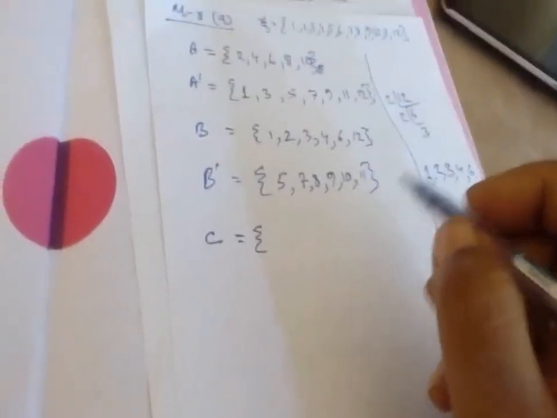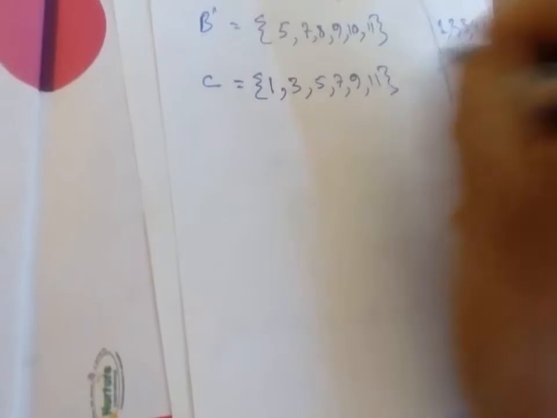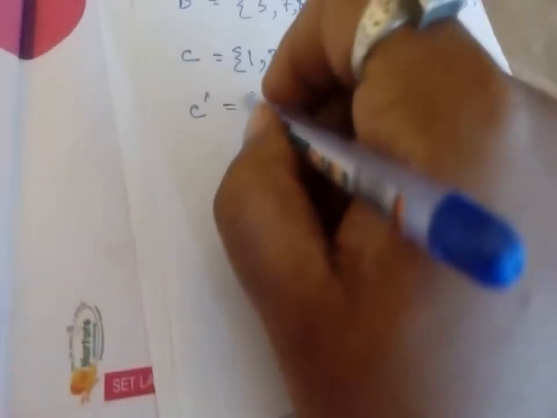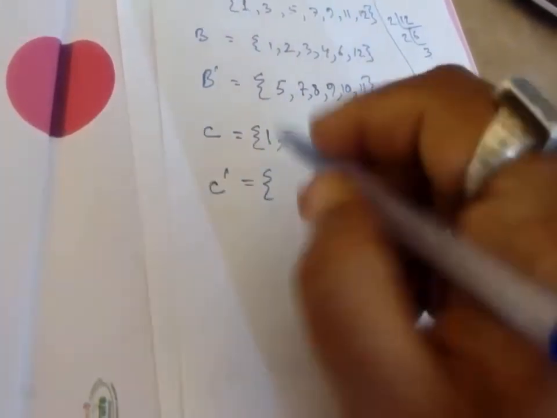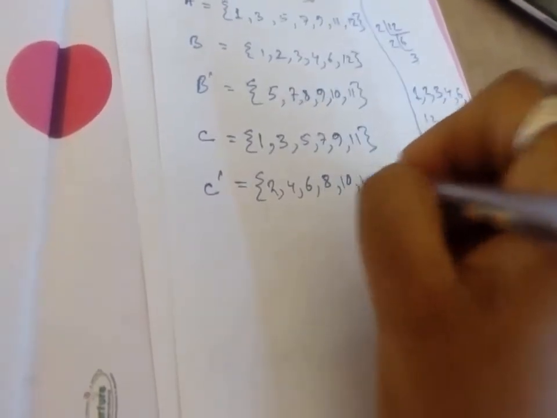Then let us move on to set C. Set C is said to contain all the odd numbers. So odd numbers between 1 to 12 are 1, 3, 5, 7, 9 and 11. So C complement, or complement of the set C, will be the set of all the elements between 1 to 12 which does not contain these elements. That means 2, 4, 6, 8, 10 and 12.